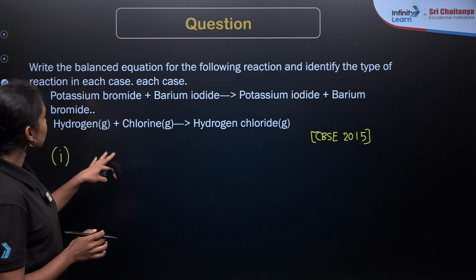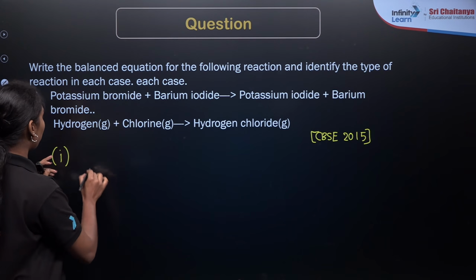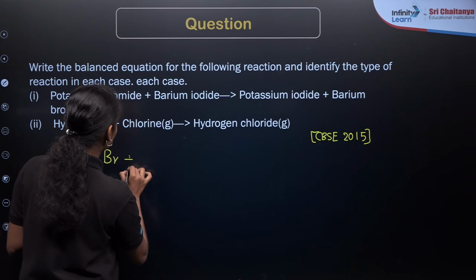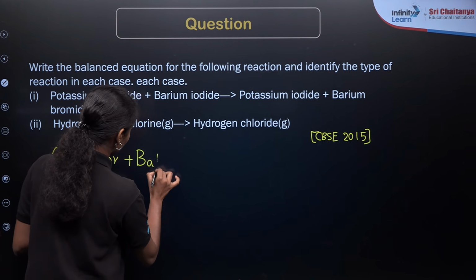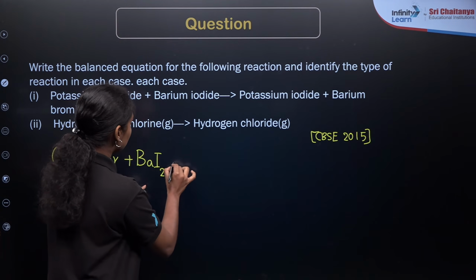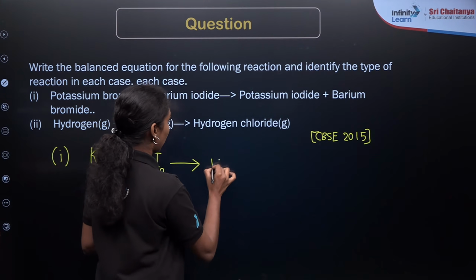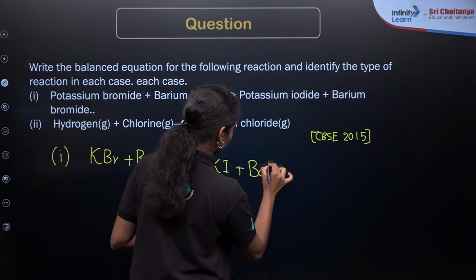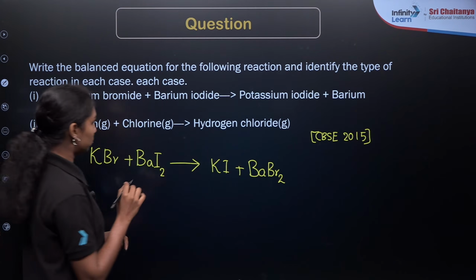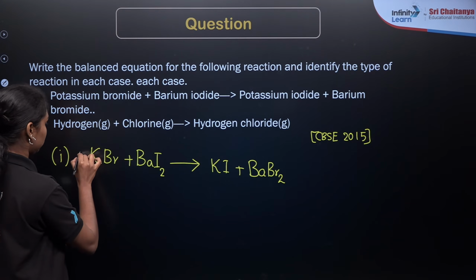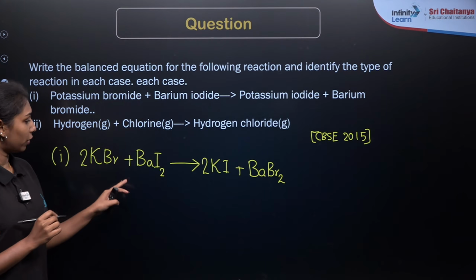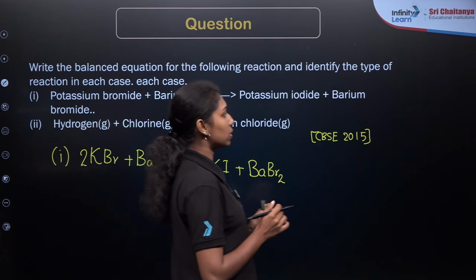Okay, let's talk about the first reaction given here. That is about potassium bromide, right? Potassium is K over here, bromide is KBr. Then barium iodide, right? BaI2. Treating together to form potassium iodide, that is KI, plus barium bromide. So now to balance the equation, I will be putting 2 over here. So we will be getting the balanced chemical equation for the first reaction.